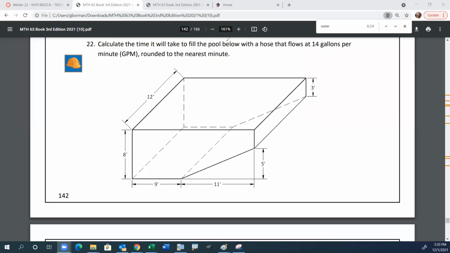Okay, on this one, we've got a swimming pool we want to fill up. This time, they're not saying find the volume or find the weight. They're saying find the time. Okay, but in order to do that, we need to use the fact that it flows at 14 gallons per minute. Well, gallon is volume, so we need to know the total volume of the pool.